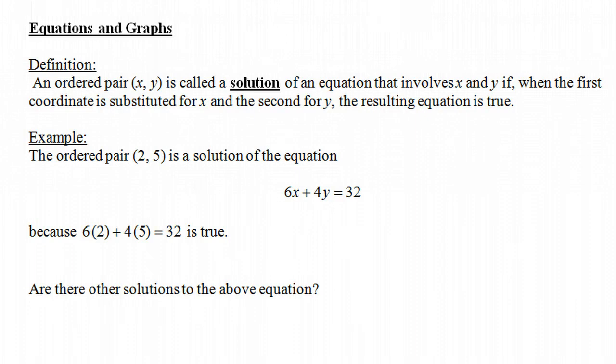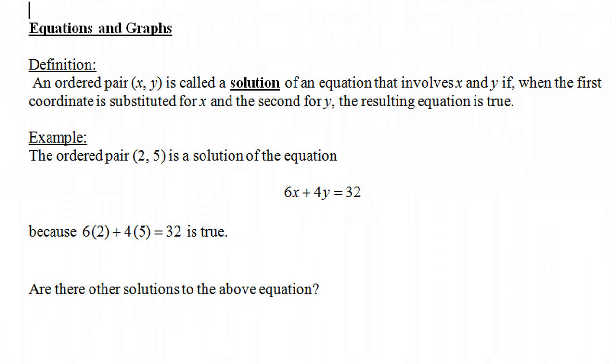In this video, we're going to talk about equations and graphs. We're going to begin with a definition. An ordered pair x comma y is called a solution of an equation that involves x and y if, when the first coordinate is substituted for x and the second for y, the resulting equation is true.